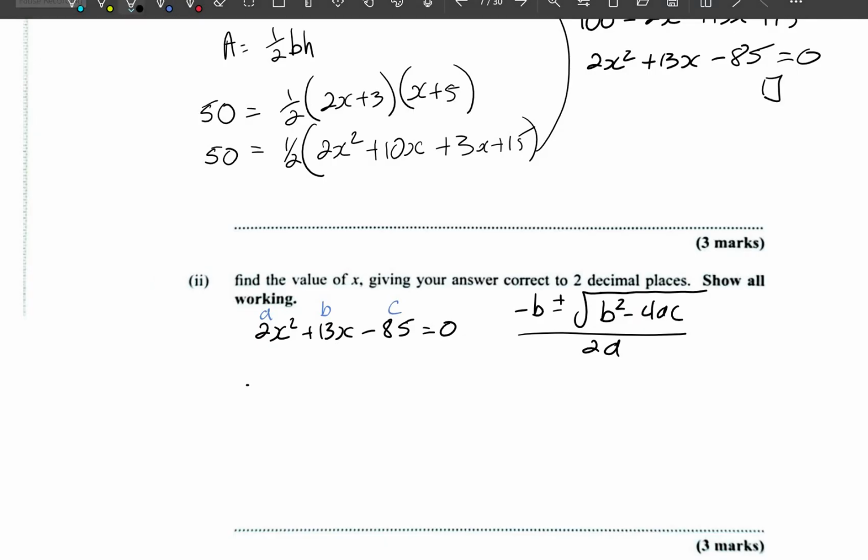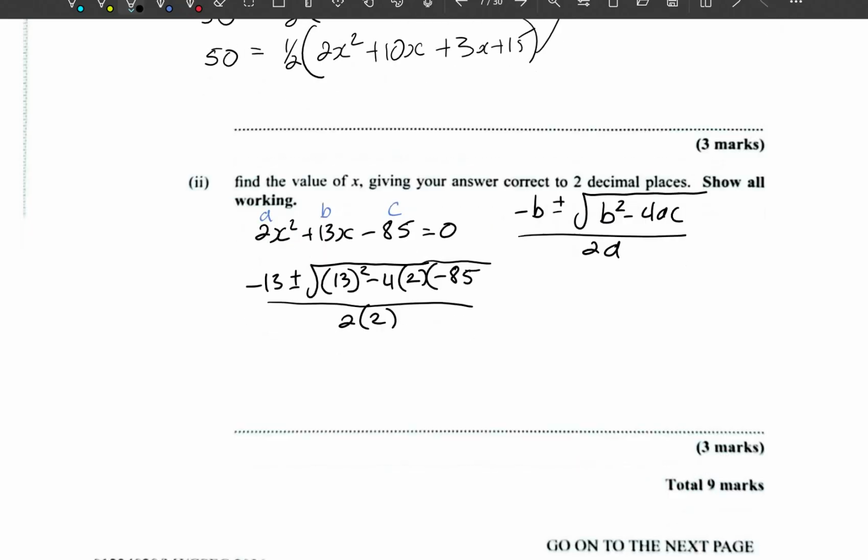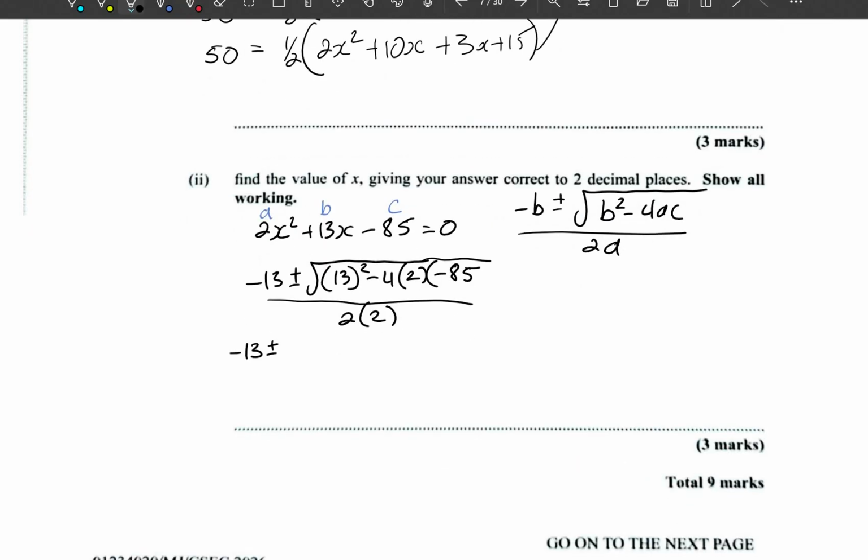Setting up the equation, we have minus 13 plus or minus the square root of 13 squared minus 4 by 2 by minus 85, and that entire thing is to be divided by 2a, which is 2 by 2. So now we simplify. We have minus 13 plus or minus the square root of 169 minus, we work this out on our calculator, 2 by 4 by 85 is 680. We have a negative by a negative, so that will be plus 680. This is all divided by 4.